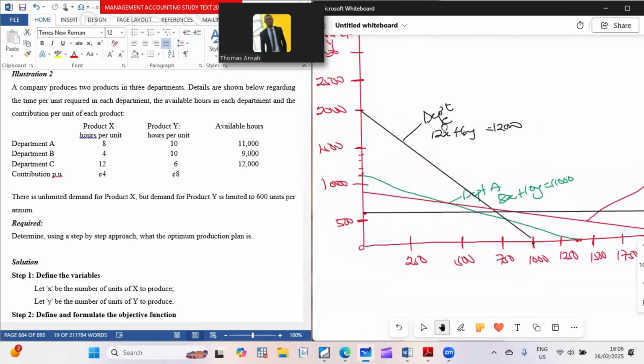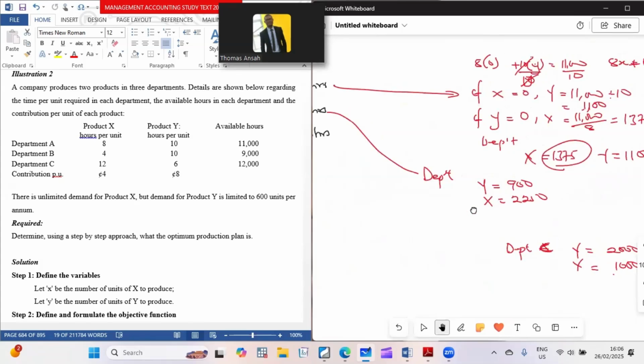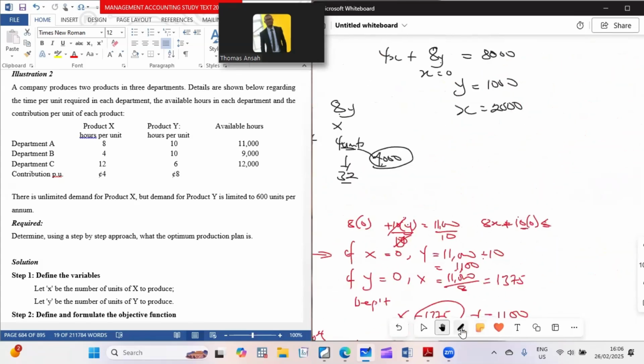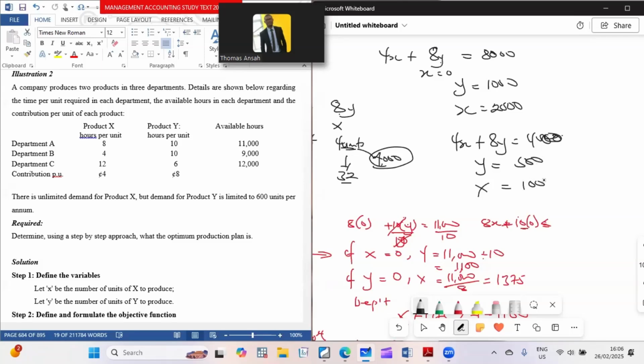That is far-fetched. All right, so let's do the other one and see. Okay, so let's take 4x plus 8y is equal to 4,000. When x is equal to 0, y will be what? 500. When y is equal to 0, x will be, I think, 100, right? No, is it 1,000? Yeah, it will be equal to 1,000.